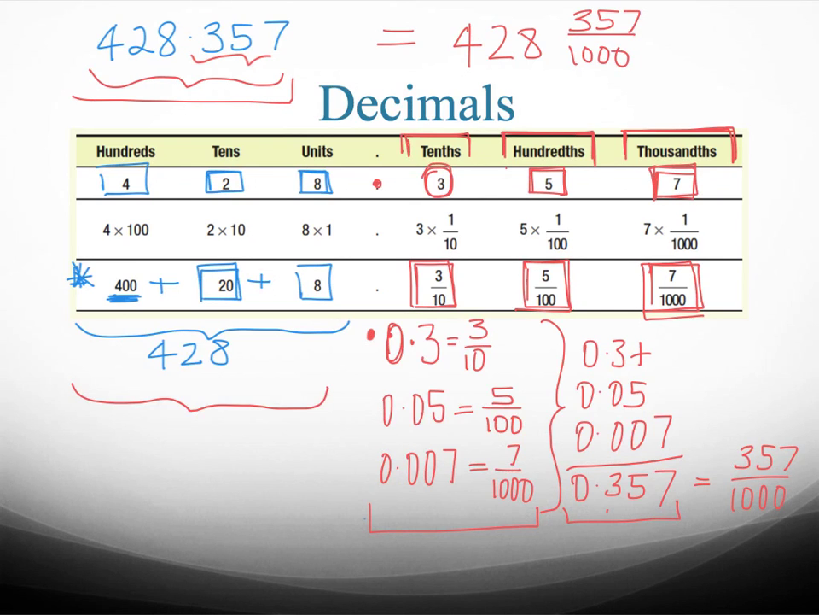I'm sure you can understand why, based on this explanation, scientists prefer to write 428.357, because it's easier to read and it's quicker to write, and it's basically a universal way of expressing a number that looks like this more simply.